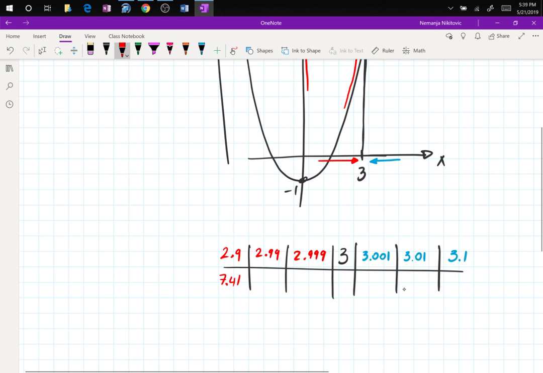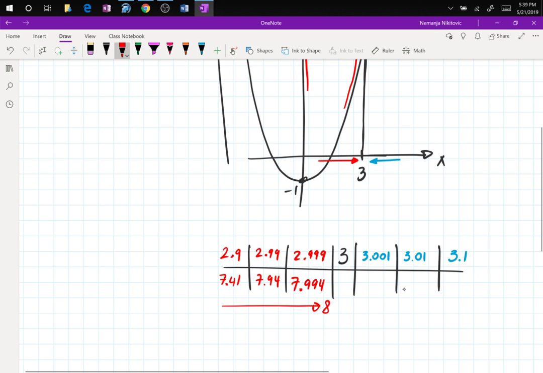All right. Now we do the next one. 7.94, and then 7.994. Do we see 7.4, 7.9, 7.99? Where are these numbers going? Towards 8.